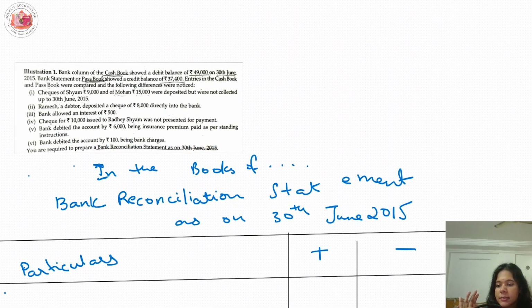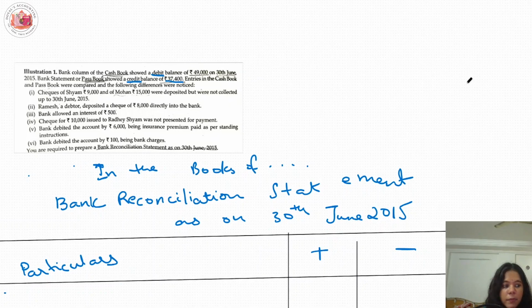Let's read the question. Bank column of the cash book showed a debit balance of 49,000 on 30th June. So our starting cash book balance has been given as 49,000 and it's a debit balance, that means it's favorable. And our passbook showed a credit balance, which means our passbook balance is also favorable, of 37,300. So there is a discrepancy between the two. Entries in the cash book and passbook were compared and the following differences were noticed. Checks of Sham rupees 9,000.